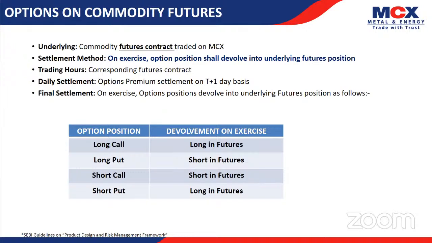Daily settlement is on a T plus one basis, wherein the upfront premium gets blocked from the buyer side and from the seller side it gets credited on a T plus one basis, along with all your profit and losses of trade. But on final settlement, the option positions get devolved into underlying futures contracts. So what happens on expiry? If you have exercisable positions, long positions in call get converted into corresponding buying of futures. Buyers of put get converted into a sell futures position. Correspondingly, to long positions, the seller of call gets converted into selling of futures, and the seller of put has their position converted into buying a futures contract.